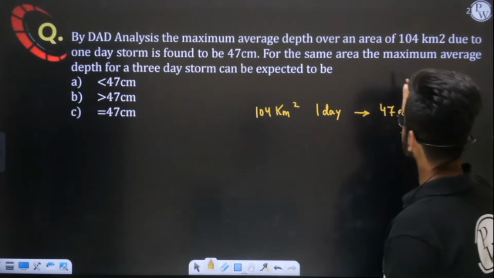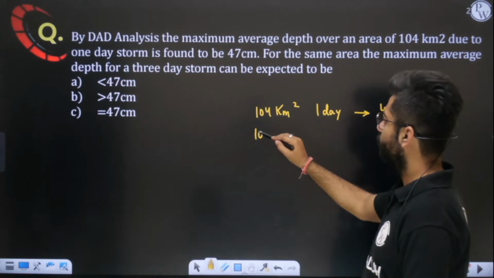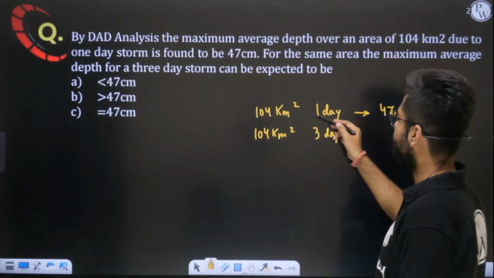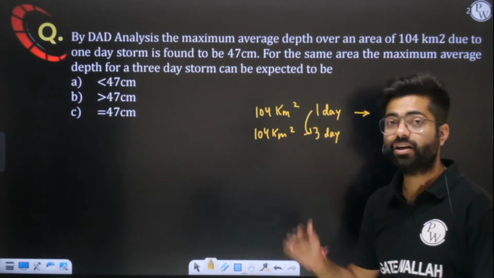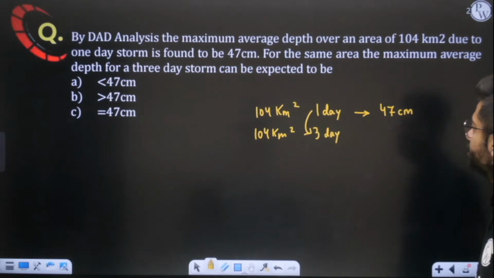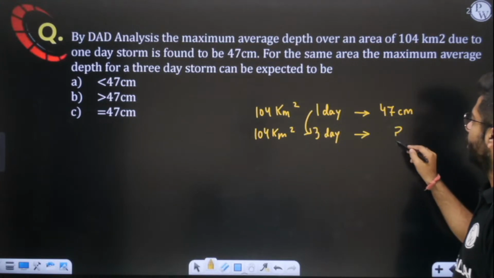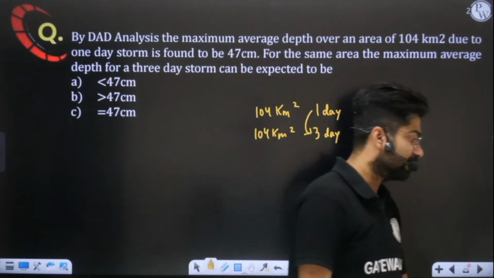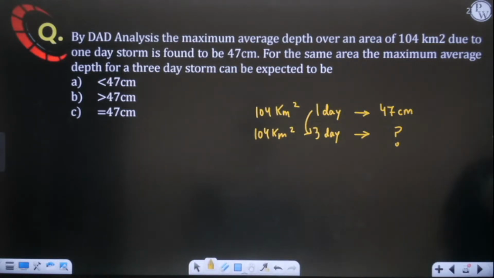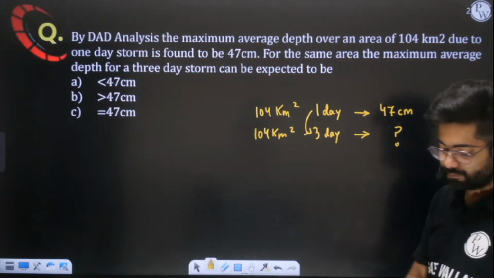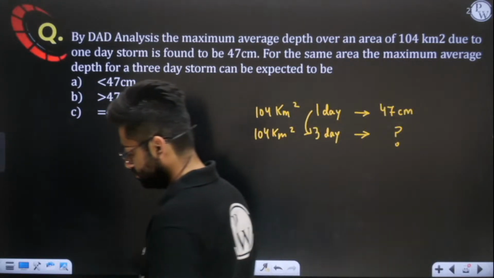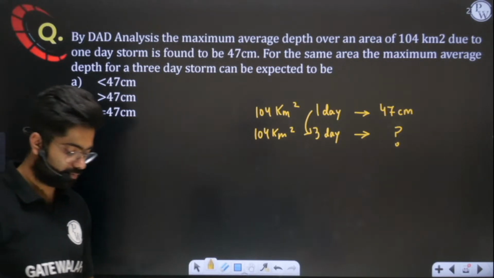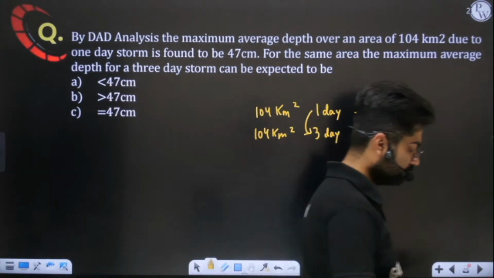For the same area, the maximum average depth for 3 days. Now they have increased the duration from 1 day to 3 days. Storm is for 3 days. So what will be the depth here? What depth will you expect here? A, B, C. Tell me what answer we'll get here. What depth are we expecting here? Tell me.